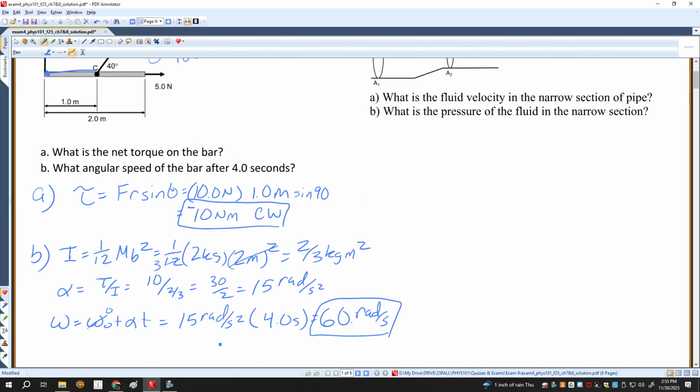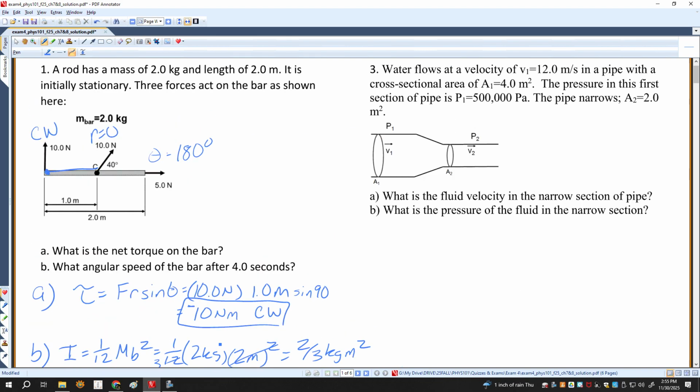All right, let's look at number 3 here. Okay, I have a pipe. This is equal to 12 meters per second. This is equal to 4 meters squared. This goes down to 2 meters squared. And then this is, well, I want to know what this is for part A, the fluid velocity. So I could probably just say that my area goes down by a factor of 2. For my V2 then must go up by a factor of 2, so that's 24 meters per second.